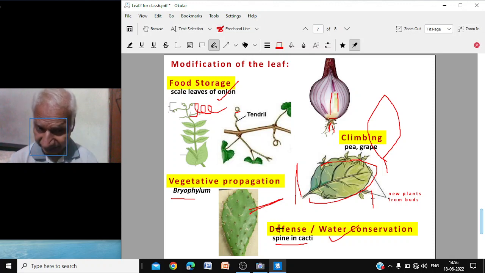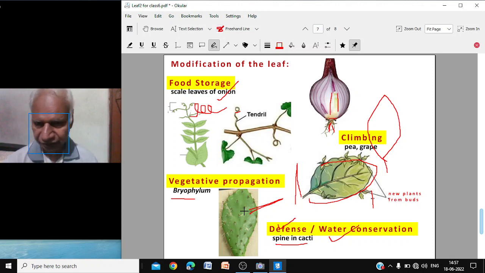And second is the defense. They protect the plants from being eaten by animals because they are sharp and pointed. So most of the animals avoid eating these plants. So defense and water conservation to minimize transpiration, also to protect from being eaten by other animals.